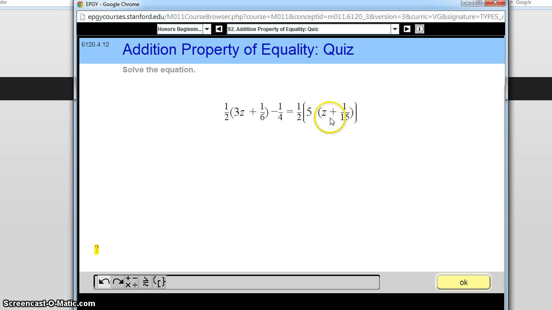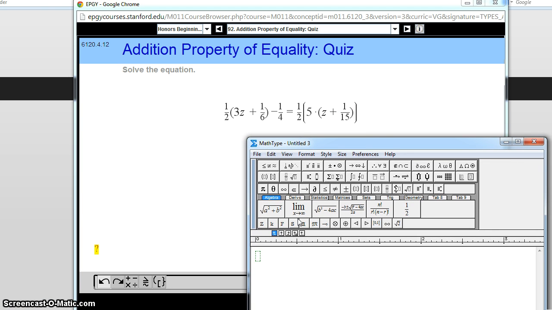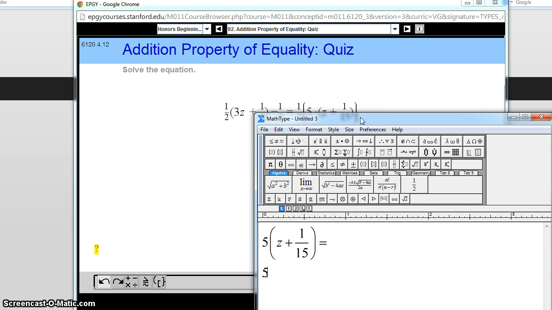So we're going to work on just this term right here. We just want to look at the term 5 times z plus 1 over 15. Oh, I wrote x, I meant z. Okay, so what does that equal? Well, let's distribute. So the 5 goes to the z, and the 5 also goes to the 1 over 15. If you don't remember how to multiply fractions, this is just a little side note. That's going to be 5 times 1/15 equals 5 over 15.